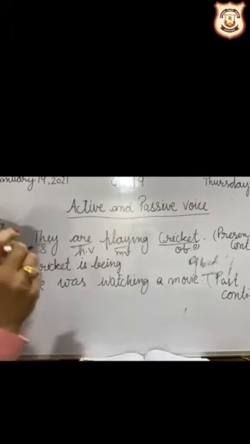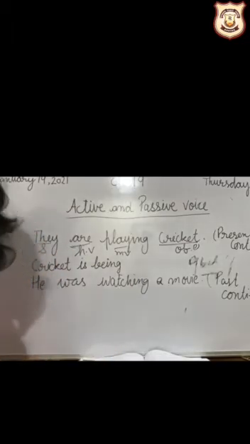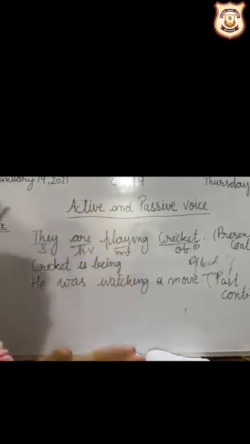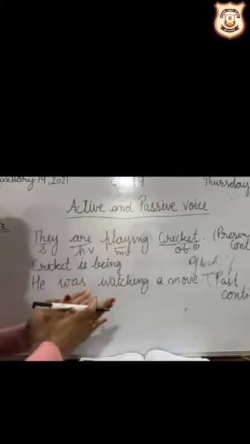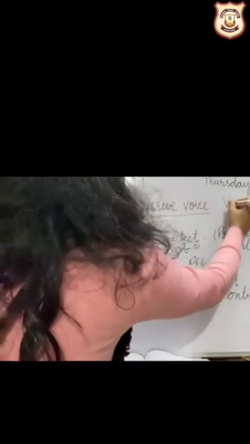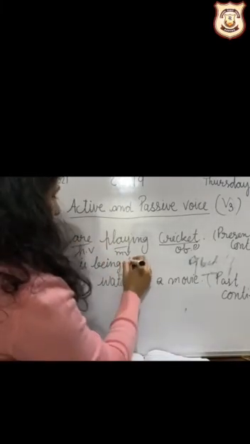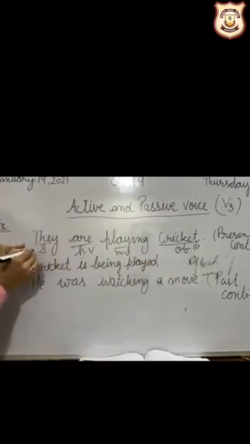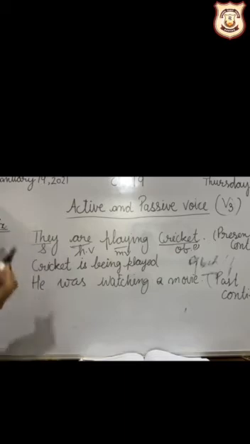We know the third form of the verb. Remember, whether it is present tense, past tense or future tense, any tense, when we convert it into passive, we are going to use the third form of the verb. So play, played, played. So they is the subjective pronoun. So what is the objective case of they? Them.